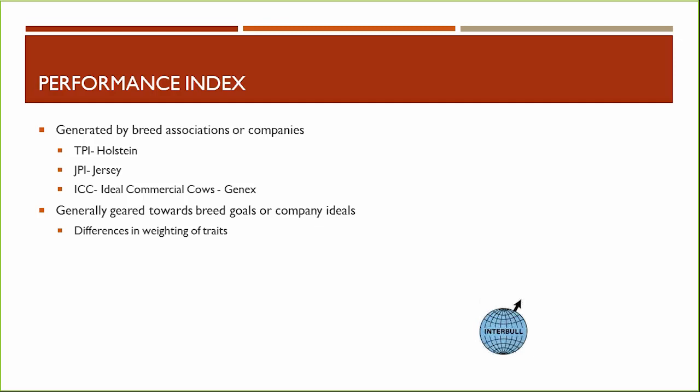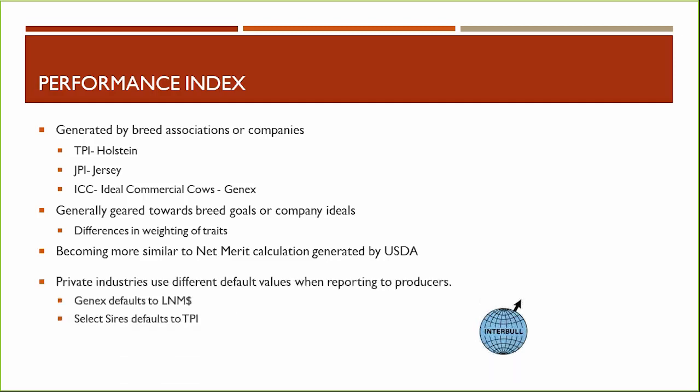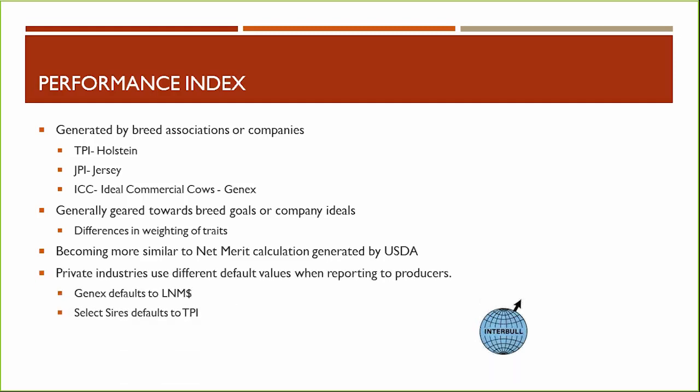And lastly, private industries, when you submit, say, genetic value, if it's given to you by GenX, on bulls, or Select Sires, they tend to default to certain performance indexes. So GenX often uses lifetime net merit, whereas Select Sires normally will default for Holsteins to TPI. And internationally, TPI is one of the more well-known performance indexes, particularly because of the influence of Interbull.